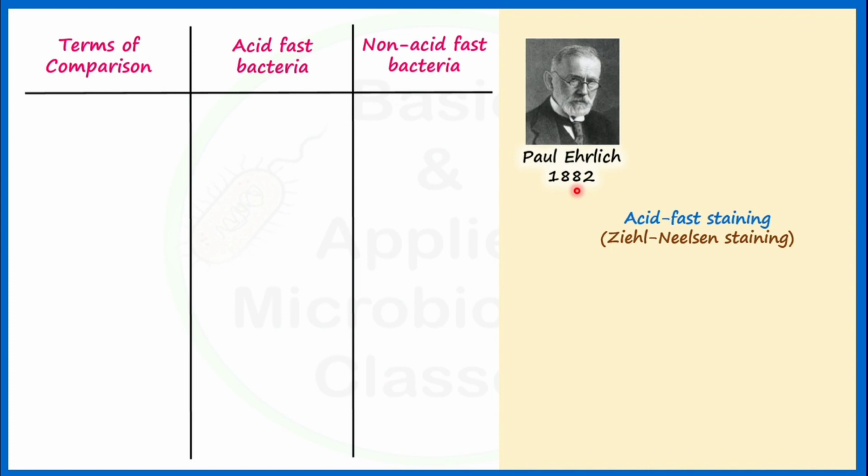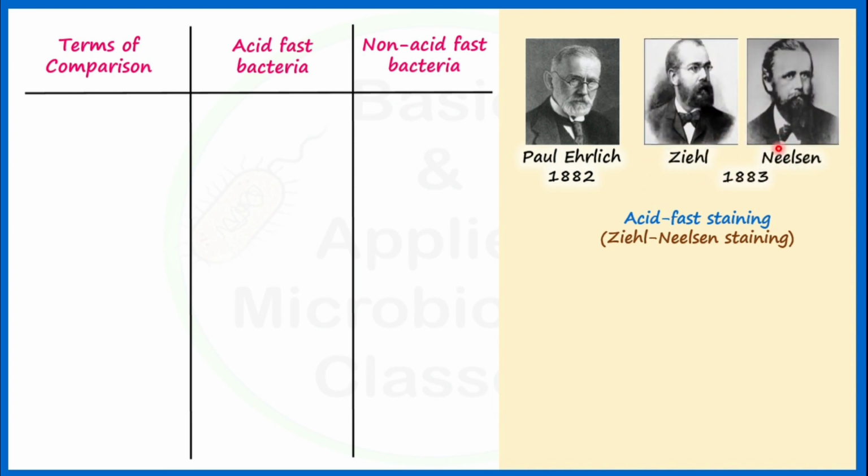Later on, the protocol of acid-fast staining, as originally developed by Paul Ehrlich, was modified by two scientists, named Ziehl and Neelsen, in the year 1883. That's why the modified version of the acid-fast staining protocol, which we use even today, is also called the Ziehl-Neelsen staining method. Based on the response of different types of bacteria to this staining method, we categorize bacteria into two types. One is acid fast bacteria, and the other type is non-acid fast bacteria. So today we are going to talk about some points of difference between these two types of bacteria.